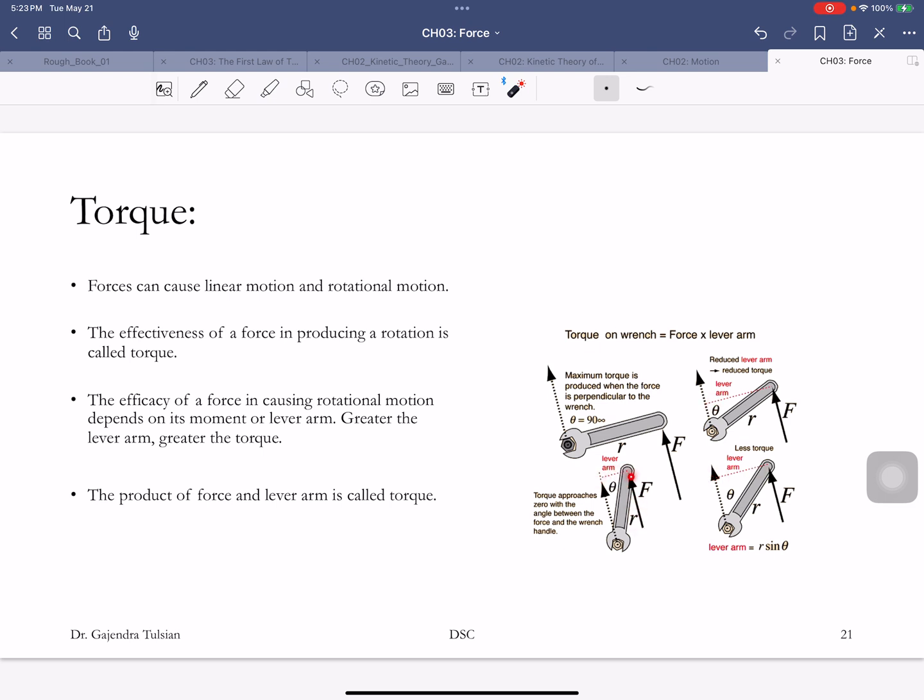So in this case, the torque would be small. The torque is denoted by tau, and it is force times the lever arm. The lever arm is also called the moment arm. The greater the lever arm, the greater the torque, and the greater the effectiveness of rotation. The smaller the lever arm, the smaller the torque. So for a given force, you want to maximize the lever arm.